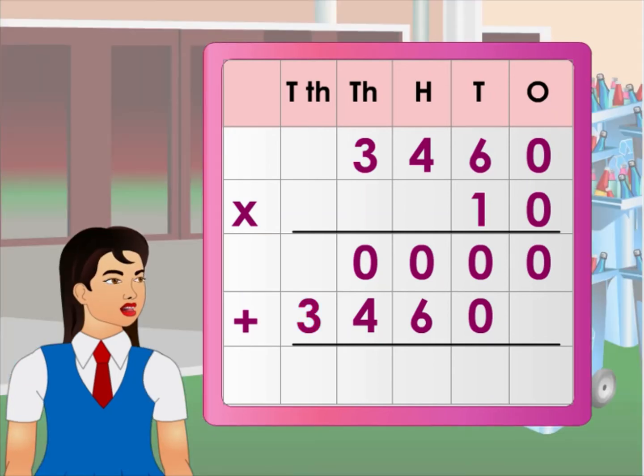This means multiplying any number by 1 gives the same number. So when we multiply a number by 10, the product is 10 times bigger, which we get by just adding a 0 to the right end of the number when we want to multiply.